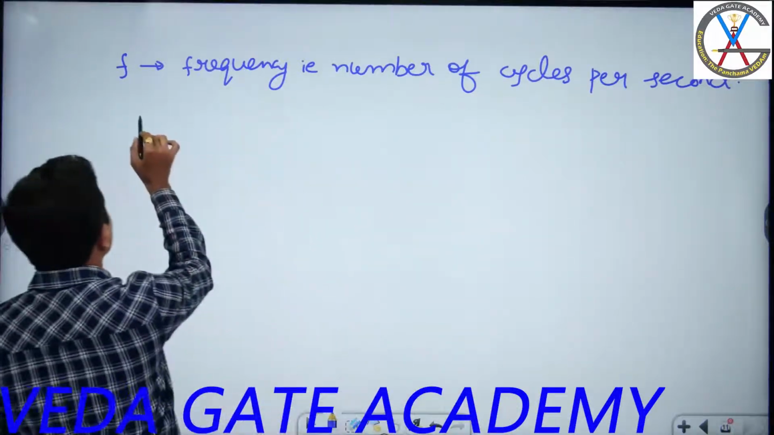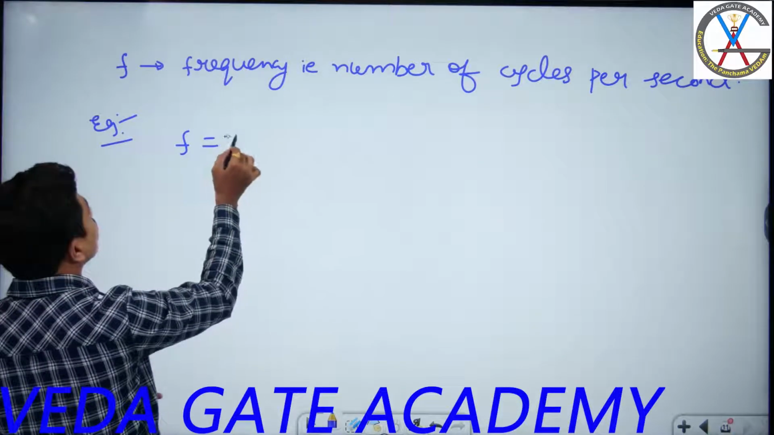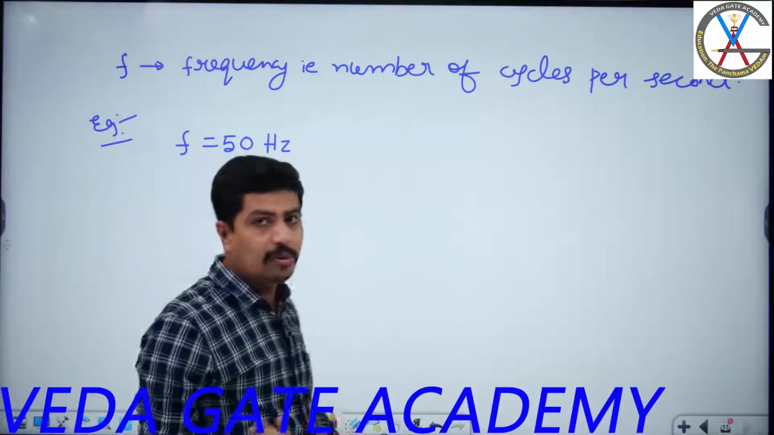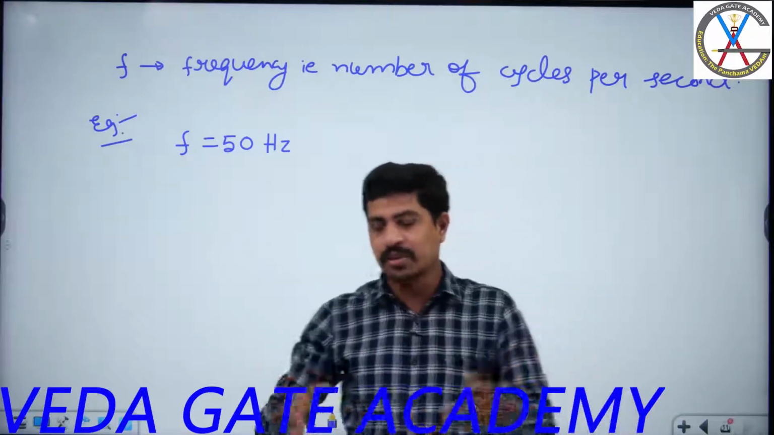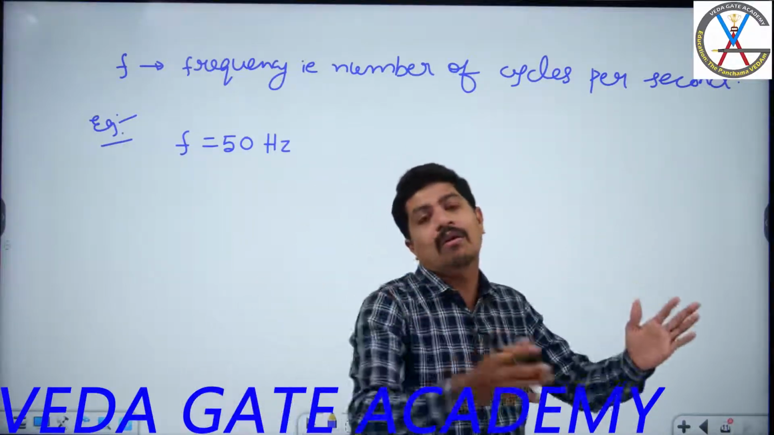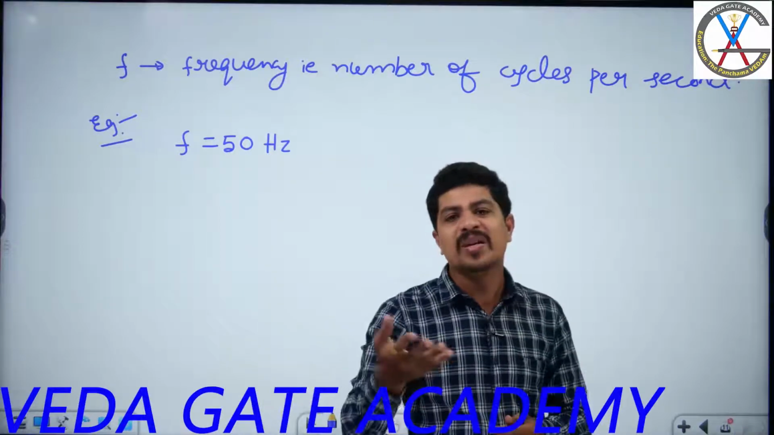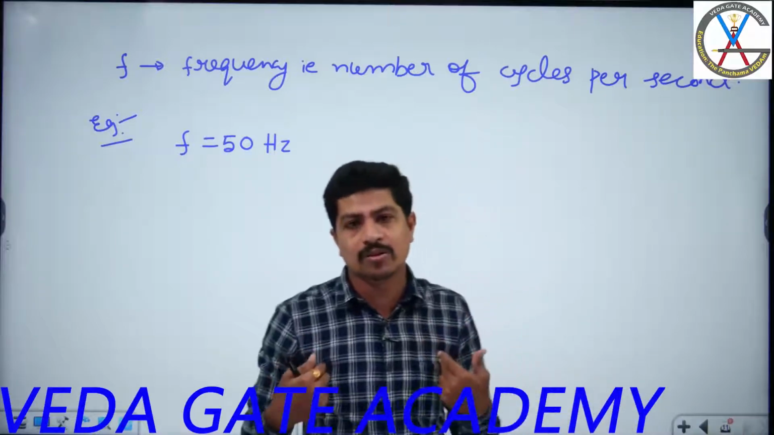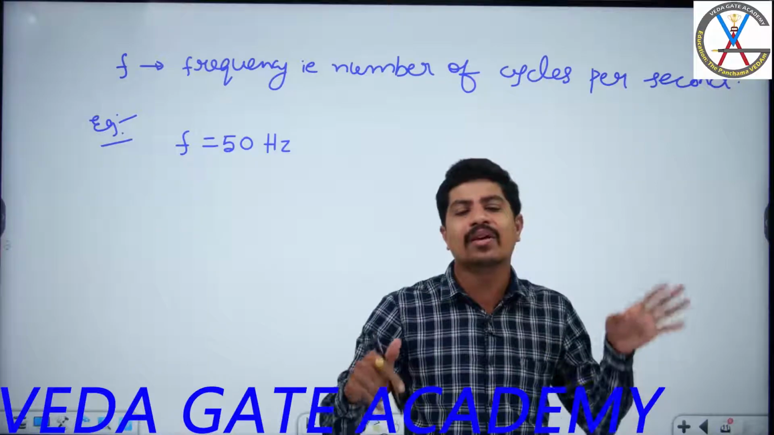Let me take an example frequency of 50 Hertz. Generally in India, the frequency is 50 Hertz. I'll tell you one thing about frequency. The whole world has two different kinds of frequencies. US based countries all have 60 Hertz. UK based countries have 50 Hertz, and India was ruled by the British, so our frequency is also 50 Hertz.